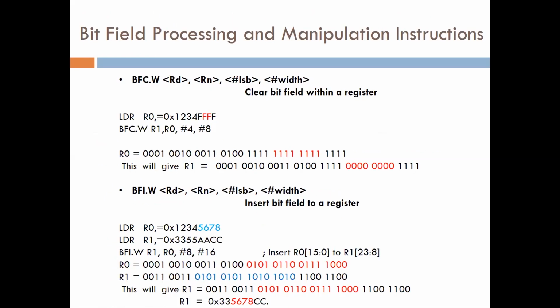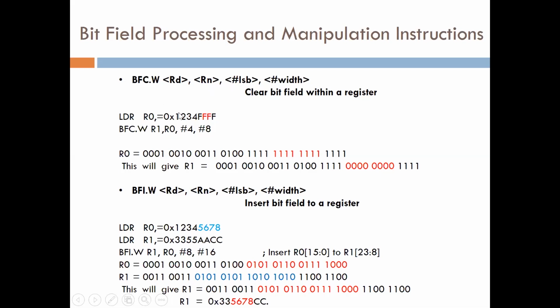Next we will see the next set of instructions. The first instruction under the next division is BFC. BFC is clear bit field within a register. BFC stands for clear bit field within a register. Now let us see the syntax. Syntax is BFC.W space Rd comma #lsb comma #width. So this is the syntax for the instruction.